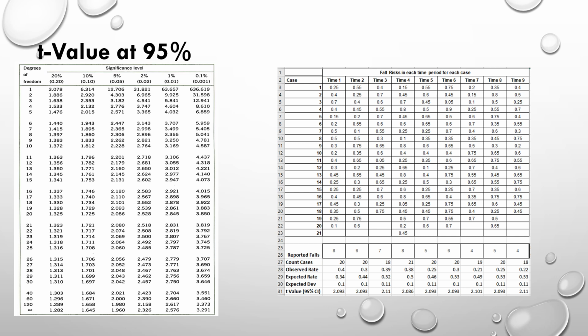For time period 3, the number of cases reported is 18, so our degrees of freedom is 17 and the t-value is 2.11. For time period 4, there are a total of 21 cases reported with degrees of freedom of 20, and the t-value is 2.086. For time period 5, the t-value is 2.093, which is the same for time period 6. For time period 7, the t-value is 2.101. For time period 8, the t-value is 2.093. And for time period 9, the t-value is 2.11.